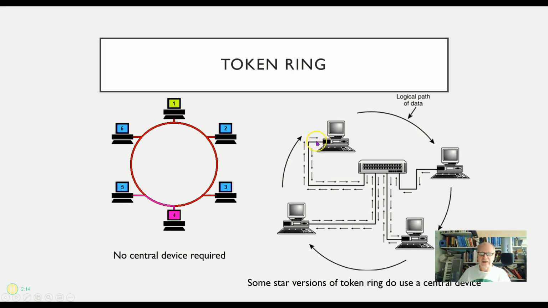And if it has the token and it needs to talk, then it can go ahead and send the data out to whoever it needs to. And then the token gets passed on to somebody else. So we can use a central device, then we would have a logical star there, but we would have a physical star here, but a logical ring in this case.